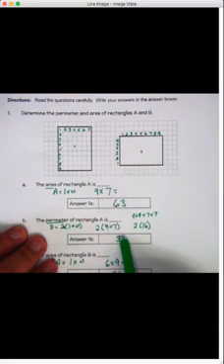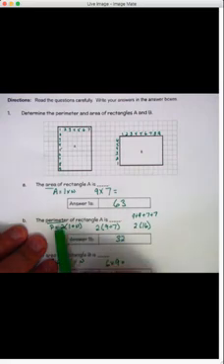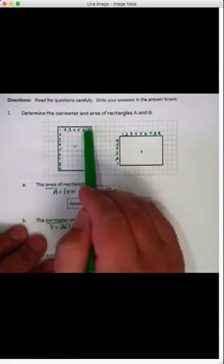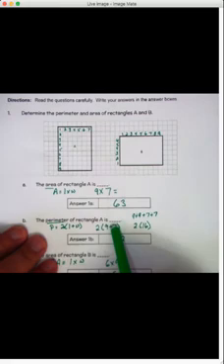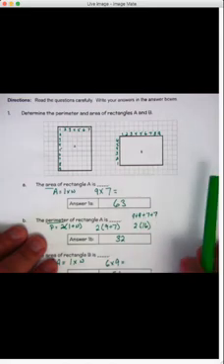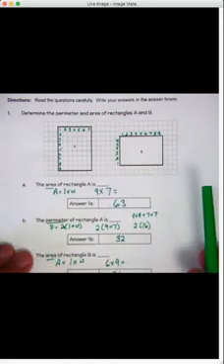He showed us some other ways. You could do 2 times this length plus 2 times that width. So 9 plus 7 is 16. You could do 2 times 16. You would still get 32. Whichever way you want to do it. Sometimes it's easier to just add. Sometimes you can multiply easier. You can do it either way you want to.